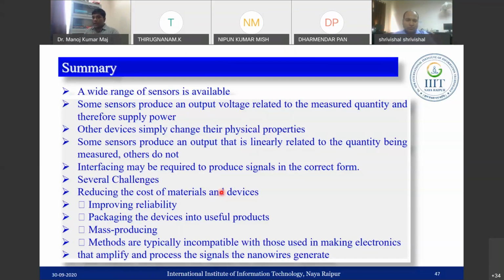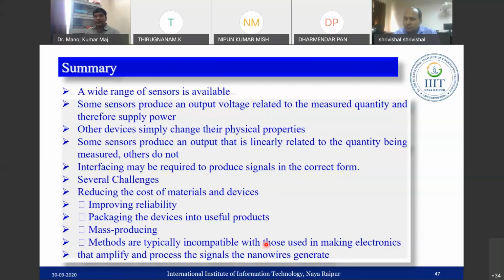Another one is reducing the cost of the materials and devices. Whenever we are designing electronic devices or applications, our main motive is how we can reduce the cost of the material and the devices, so that it can improve the reliability of the material and the packaging of the devices into very useful products, because packaging is a very important part whenever we are fabricating an IC. So we must know about the packaging type, and the mass production. It is called batch fabrication.